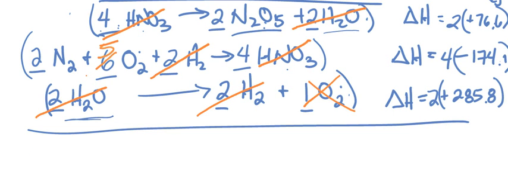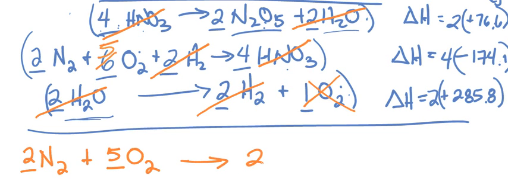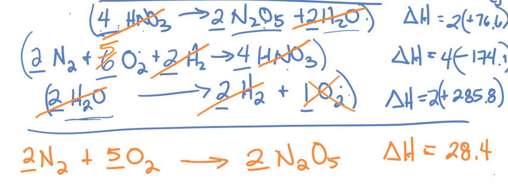So bring down everything that remains. So we have 2 N2 plus 5 oxygens, and that's everything on the left. And then we have 2 N2O5. All right, and then we get to multiply everybody and add all those together. And if we type all that in, that equals 28.4. And that's in kilojoules.